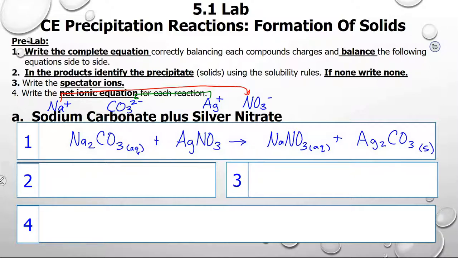Okay? I sort of split my 2 up because I didn't have enough room on this one, so I'm going to put my 2 here. My 2 is what was my solid? Well, we just figured that out. It was Ag2CO3. I do need to balance it.